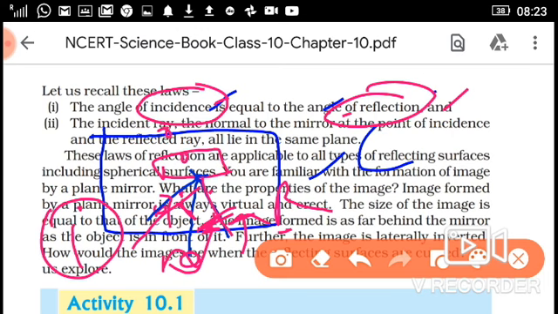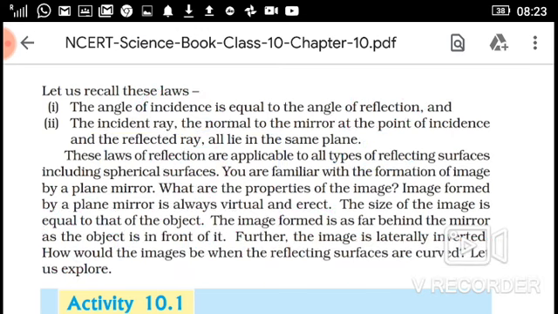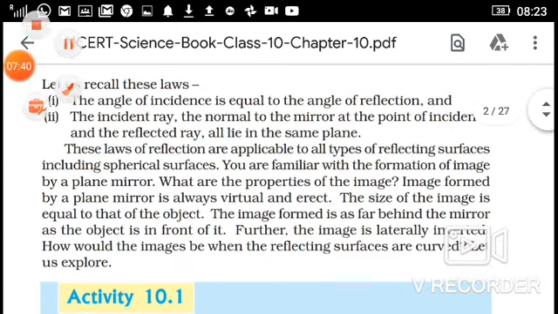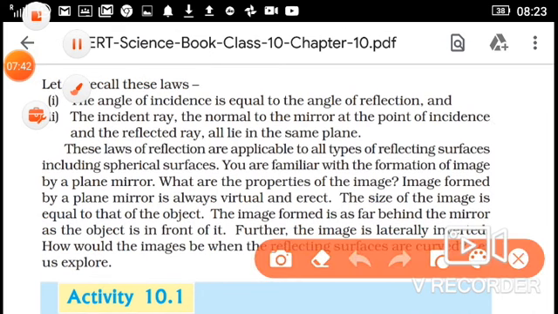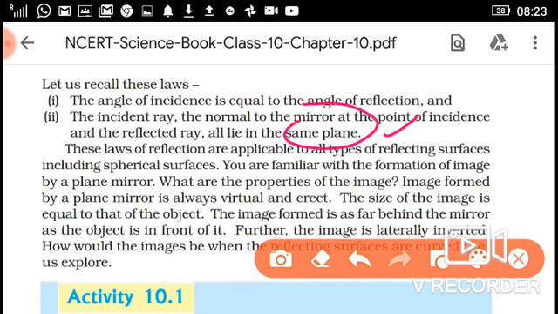Now the second law: the incident ray, the normal to the mirror at the point of incidence, and the reflected ray all lie in the same plane. It means what? For this I will explain by using the law of reflection of sound wave, so that you can easily understand this.